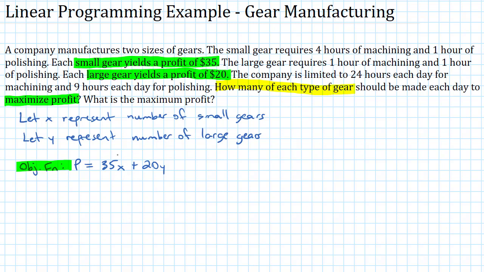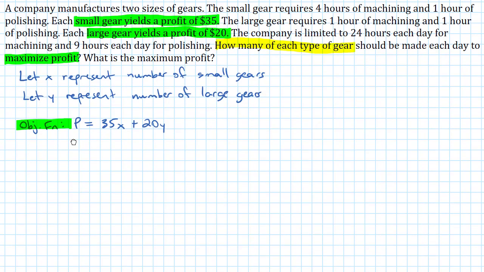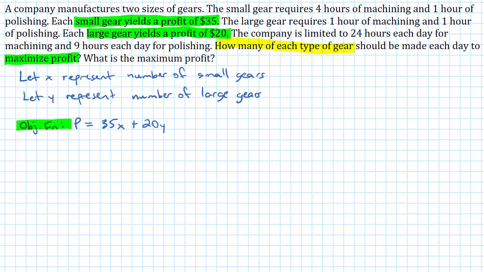The next part's typically the hardest part, which is identifying the constraints. So let's first of all look at the constraints. Since x and y represent the number of gears, we know that you can't make negative gears. So x and y are both greater than or equal to 0. Those are implied constraints that aren't explicitly stated within the body of the problem. So that's kind of hard to remember sometimes. So always think about whether you can have negative values for your x and y. If not, then you need to require these constraints.